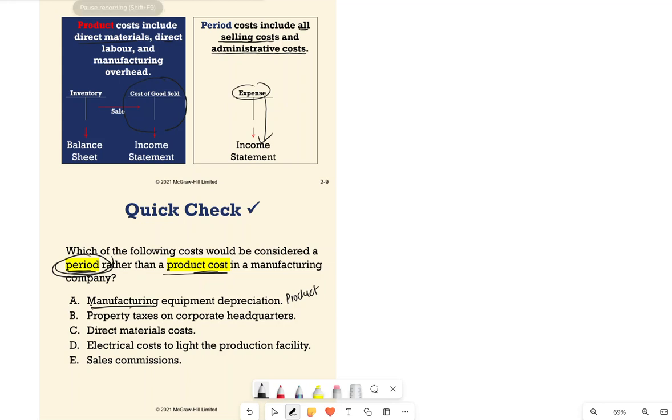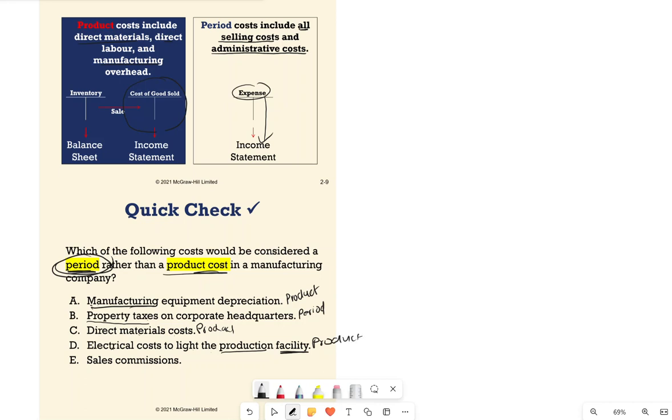Then property tax on corporate headquarters is a property tax that we're paying on the headquarters. It's an expense, and it will be called a period cost. Direct material cost will be my product cost. Electrical cost to light the production facility: since it's a production facility, that will be my product cost.